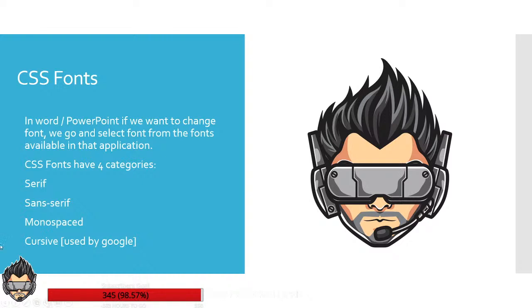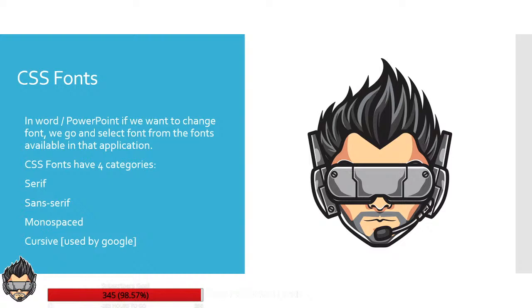These are the basic fonts that have already been displayed on the screen. There are a few font families like serif, sans serif, monospaced, and cursive, which are 4 different categories of fonts that are being used for now. Normally in software such as Word or PowerPoint, if you want to change the font, you go to the drop down and select which font you want to display on the screen, right?